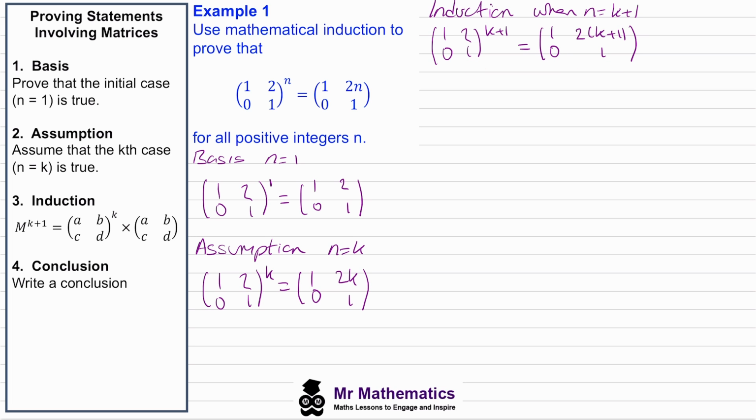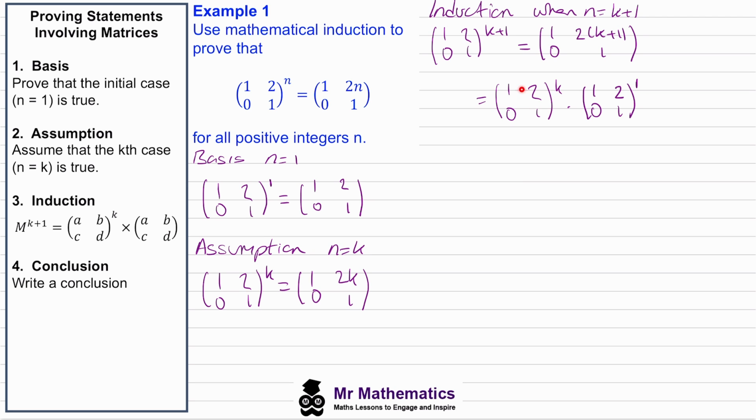And we can work out the matrix to the power of k plus 1 as the matrix raised to the power of k multiplied by the matrix raised to the power of 1. Because when we multiply this by this matrix, using the rules of indices, we can just add the two powers, which will give us to the power of k plus 1.